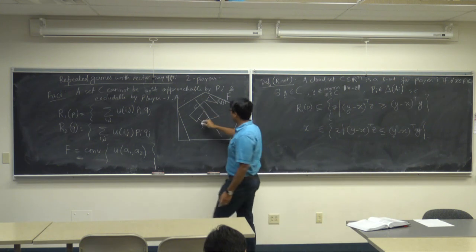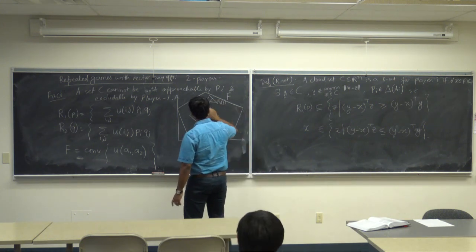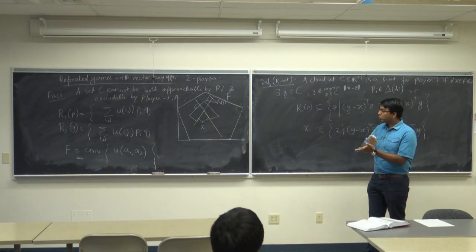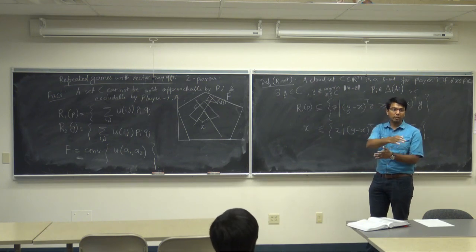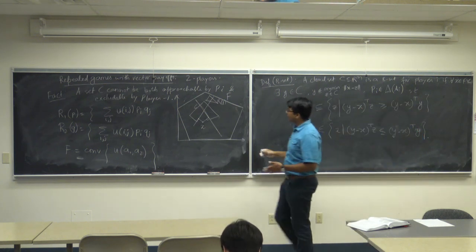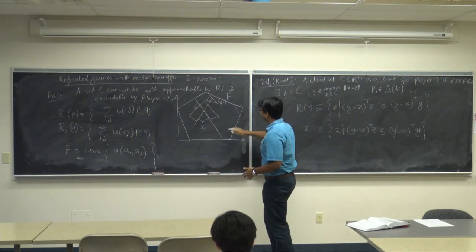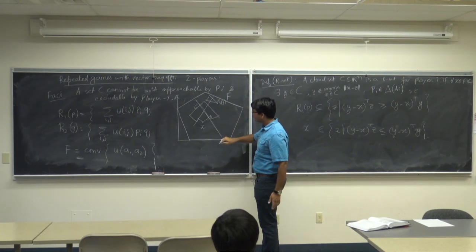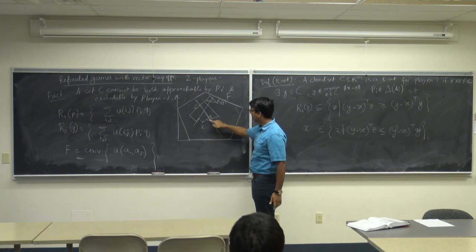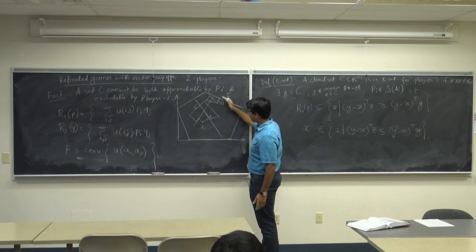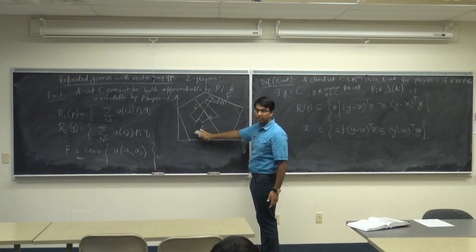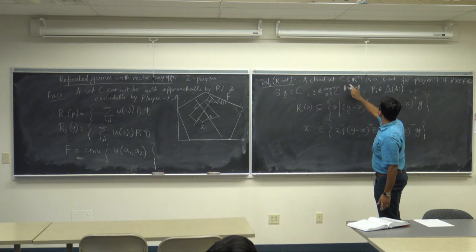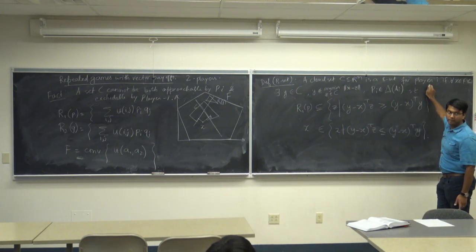Because if you draw a hyperplane here that goes through the set R1(P), R1(P) doesn't lie on one side of the hyperplane. So we just need one hyperplane that passes through this point Y and is perpendicular to X minus Y, with R1(P) on one side of this hyperplane and X on the other side. Then this set C is known as a B set for player I.